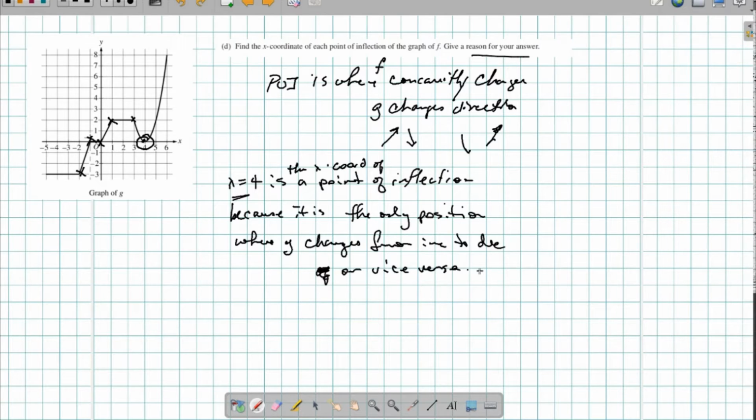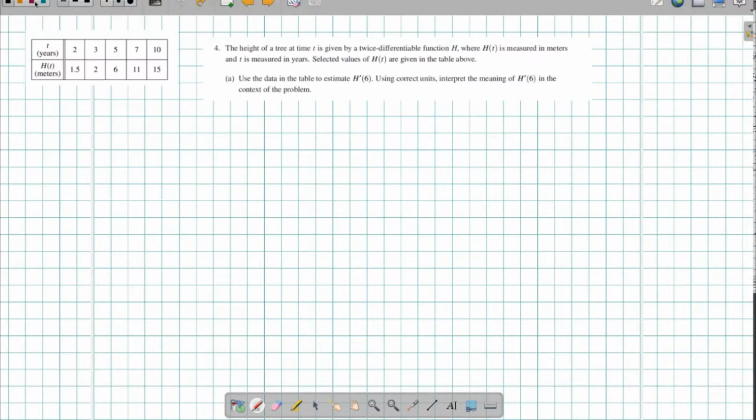So that's problem 3. Taking a look at problem 4, we're given this table, and they tell us that the height of a tree at time t is given by a twice differentiable function h, where h of t is measured in meters and t is measured in years. Selected values of h of t are given in the table above. And it says, use the data in the table to estimate h prime of 6. Using correct units, interpret the meaning of h prime of 6 in the context of the problem.